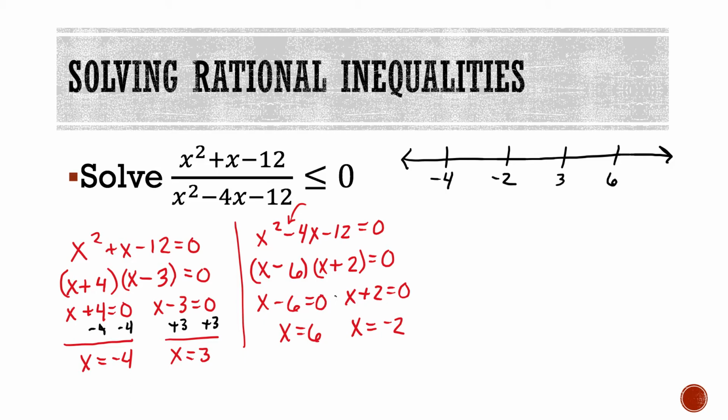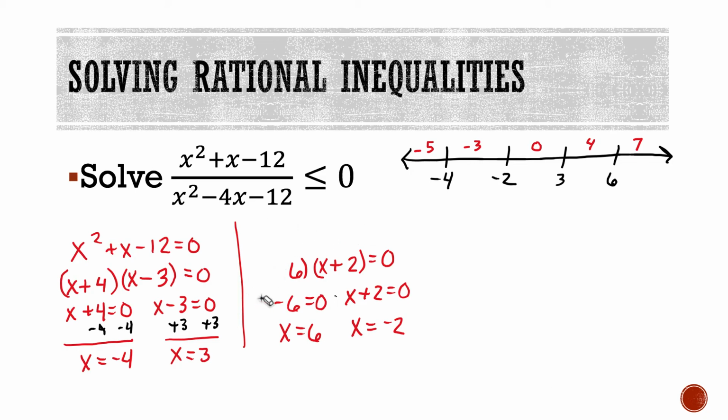All right, so we need something that is smaller than -4. You can choose anything you want. I'm going to choose -5. We need something between -4 and -2. I'm going to go with -3. We need something between -2 and 3. I'm going to use 0. Between 3 and 6, I'm going to do 4. And bigger than 6, I'm going to use 7. Again, what you choose to use for the test value, that is completely up to you.